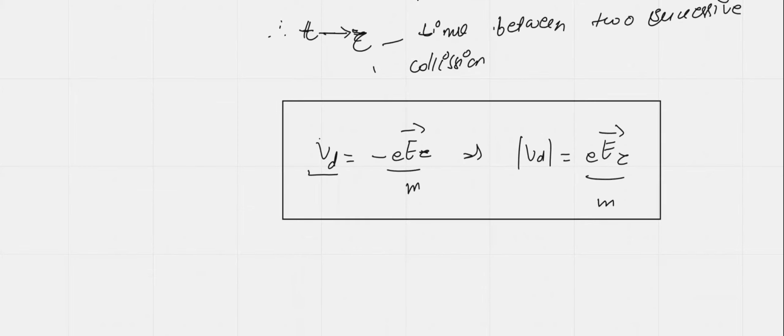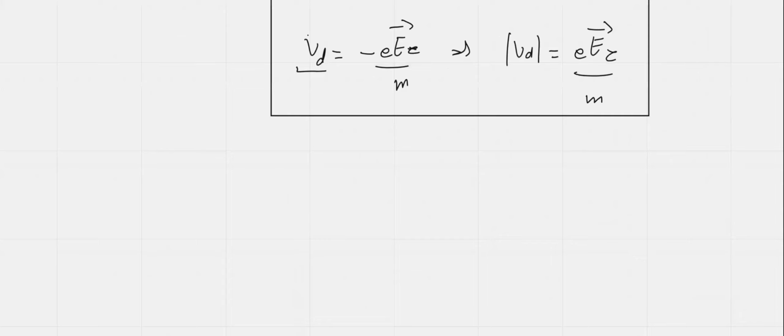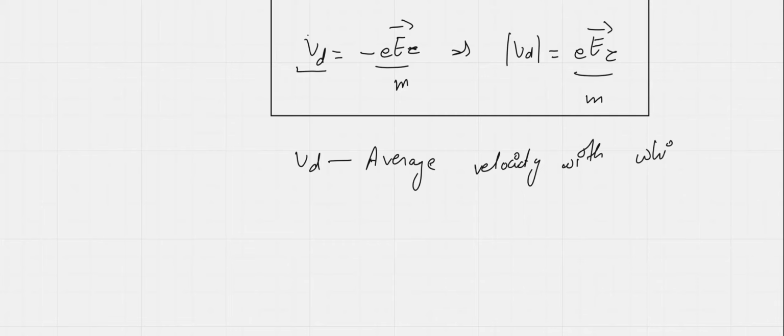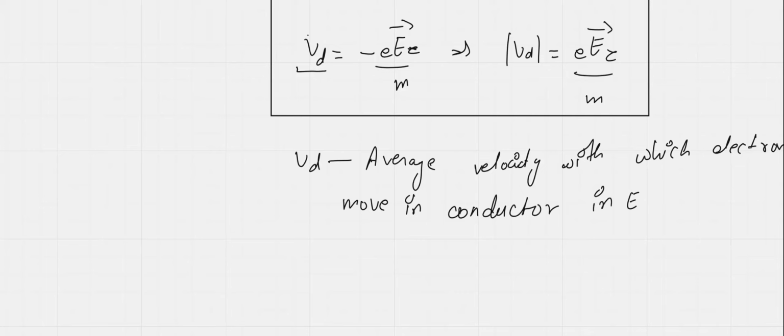All right, Kirtana. Okay, so look, Kirtana, we have got something called velocity, right? Now, Kirtana, you have got this VD. You can call it an average velocity, or speed with which an electron moves in a conductor in an electric field. All right, so this is one thing.